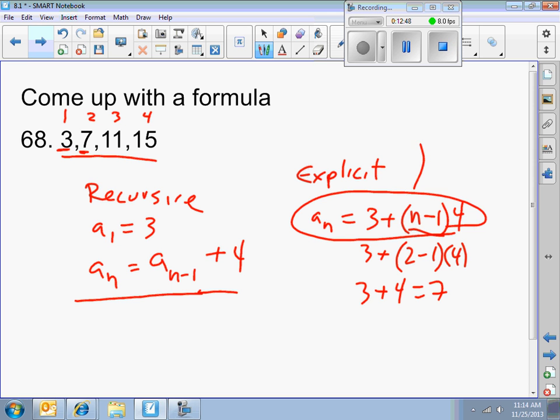Now you can simplify that to 3 plus 4n minus 4, which is 4n minus 1. A lot of times that's trial and error. This one is actually, if you recall, arithmetic, and it's your starting place plus n minus 1 times your constant difference. We'll talk more about that kind of stuff. With those, I just want you to do trial and error.